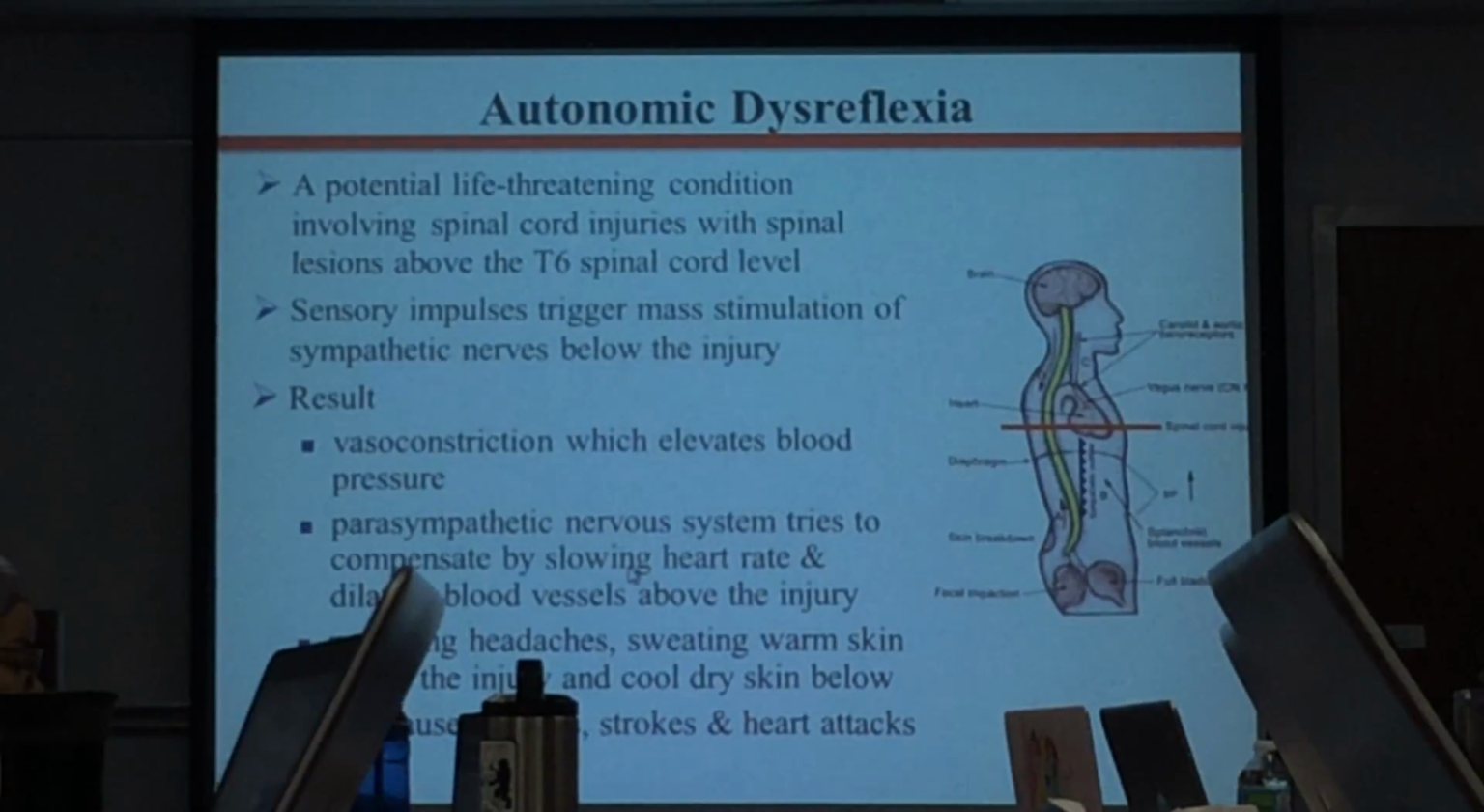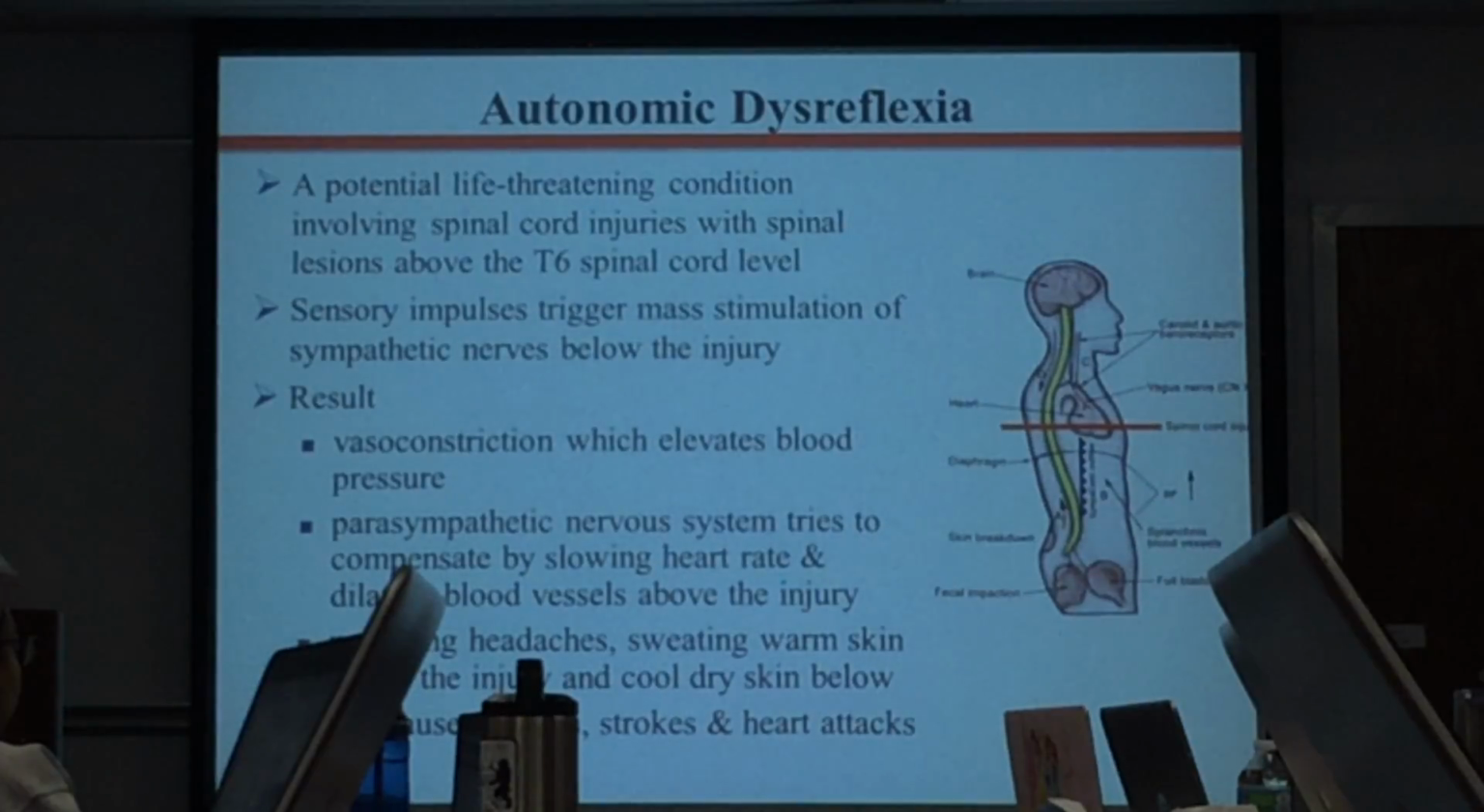And another disease associated with the autonomic system is called autonomic dysreflexia. This is a potentially life-threatening condition involving spinal cord injury. Most of the time it is at T6 and above, if there is a spinal cord injury, and there are reports that it could also happen below T6, even down to T10.